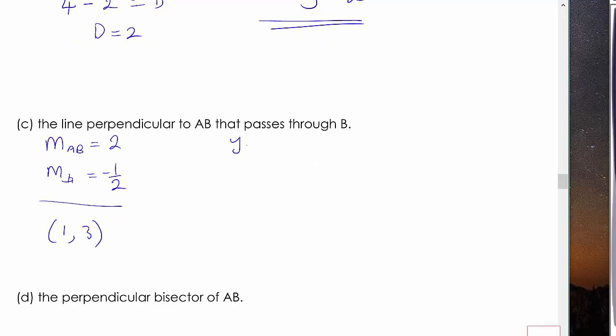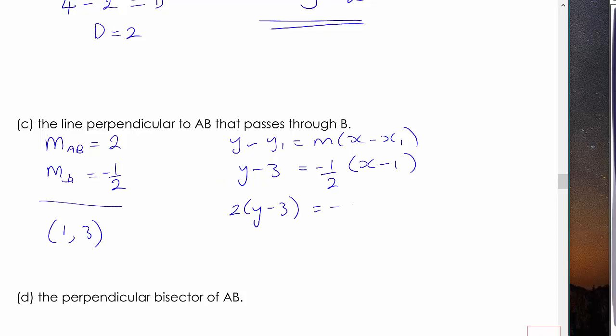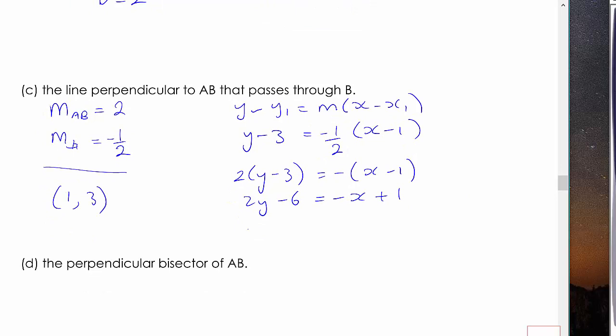So y minus y1 is equal to m(x minus x1). So y take away 3 equals -1/2 (x take 1). Now bring the 2 up here and multiply. 2(y minus 3) equals negative (x take 1). So 2y take away 6 is minus x plus 1. Bring the minus x to this side, becomes plus, so we've got x plus 2y. And bring the -6 onto this side, so we add it on, so x plus 2y equals 7.